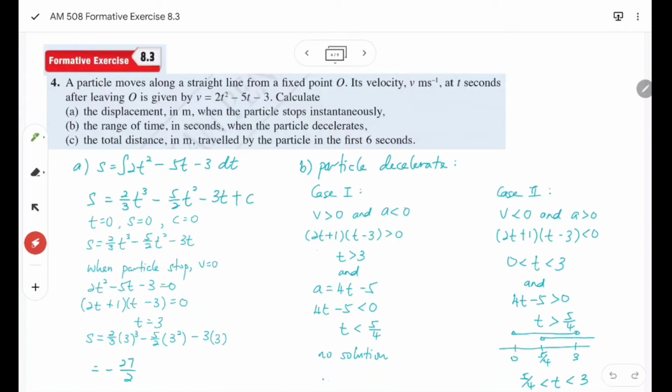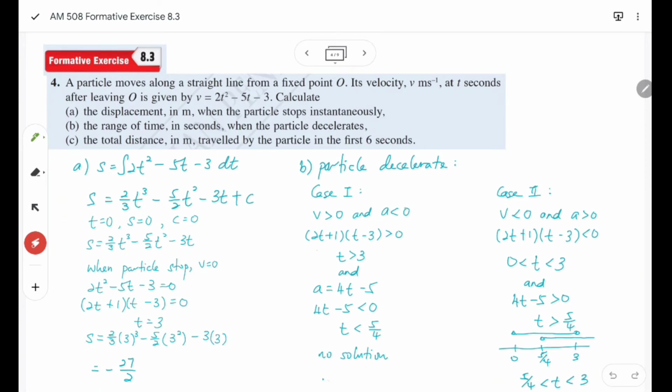So when t equals 0, s equals 0, therefore our c equals 0. So the function of displacement will be 2/3 t cubed minus 5/2 t squared minus 3t. Now, when the particle is stopped, v equals 0. Use back the function, v equals 0, and by factorization, we know v equals 0 happens when t equals 3.